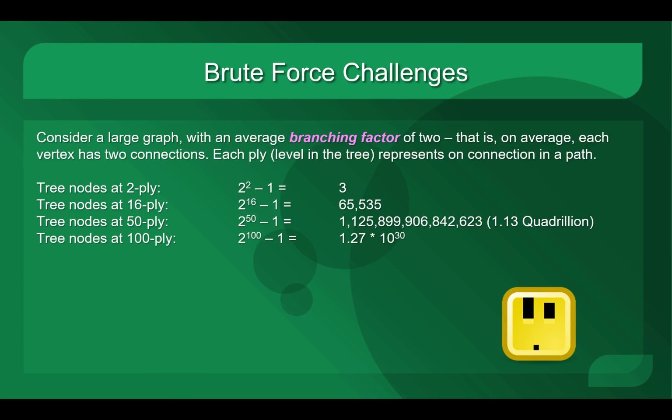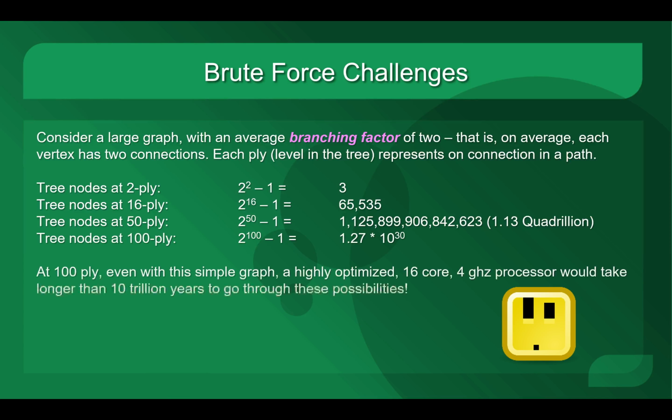This is 1.27 nonillion. And to give you an idea of the scale, at that level, even with this very simple graph, and if you had a highly optimized machine with 16 cores, each running at 4 gigahertz, and with pipelining, if it only took 2 cycles for a single instruction and 10 instructions to process a node, and even if this machine had perfect parallelization, in other words, even if it was acting as if it were a single 64 gigahertz processor, it would still take longer than 10 trillion years to go through all these possibilities. So we're not talking about a minor optimization here, we're talking about a very serious growth problem.